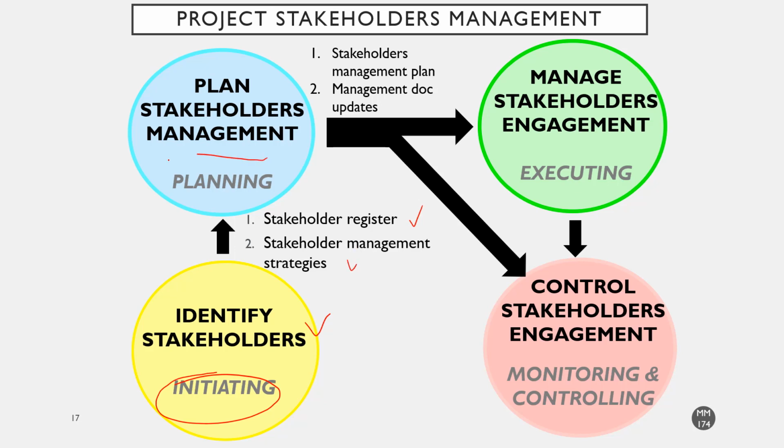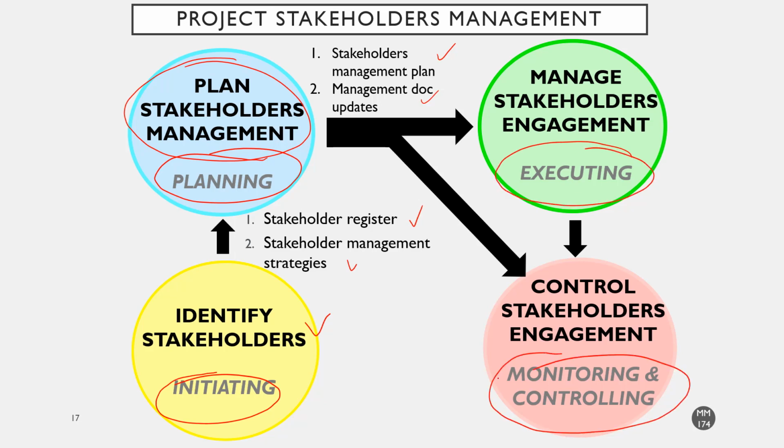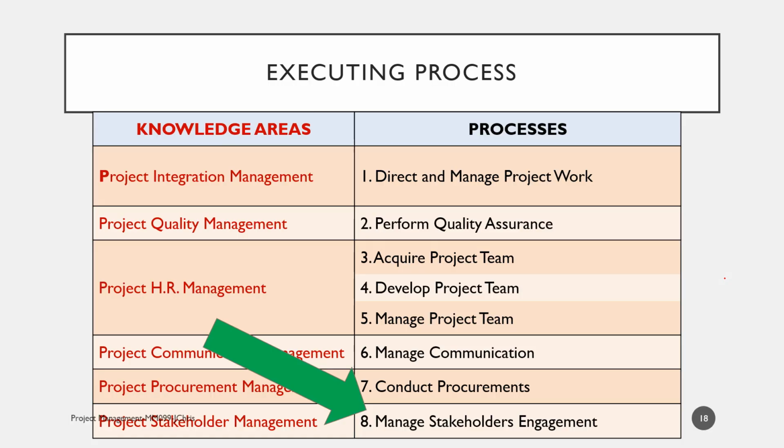Then to be used in the planning process group, the process is called Plan Stakeholder Management. It outputs Stakeholder Management Plan and Management Documents Update, which can be used in the executing process group and monitoring and controlling process group. Each of the processes is Manage Stakeholder Engagement and Control Stakeholder Engagement. The execution process group in project stakeholder management is Manage Stakeholder Engagement.